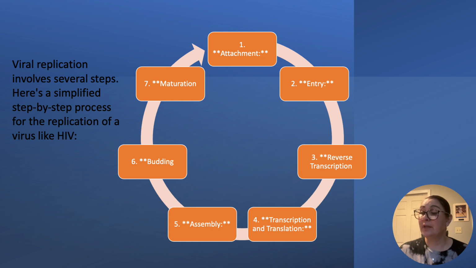Then assembly. Newly synthesized viral RNA, proteins, and enzymes move to the cell membrane and assemble into new virus particles. Following that is budding. The newly formed viruses bud off from the host cell, acquiring an envelope derived from the host cell membrane. This process can often lead to the destruction of the host cell. And then finally, we have maturation. The newly released virus particles undergo maturation involving the cleavage of precursor proteins by the viral protease, resulting in the formation of mature infectious viruses.